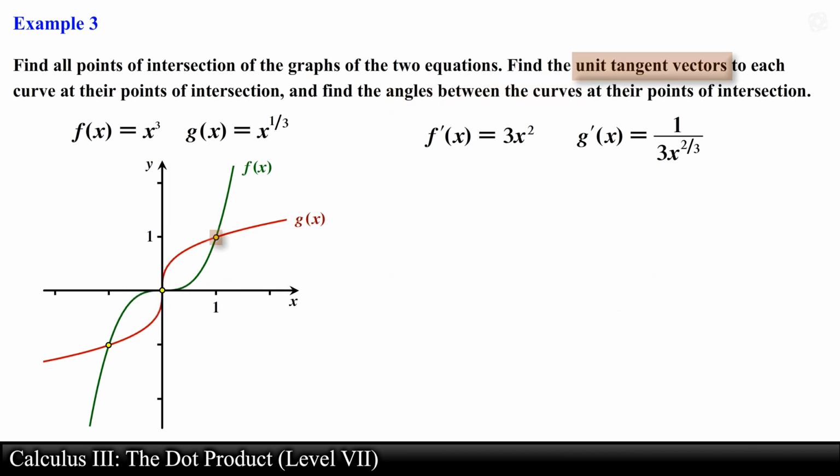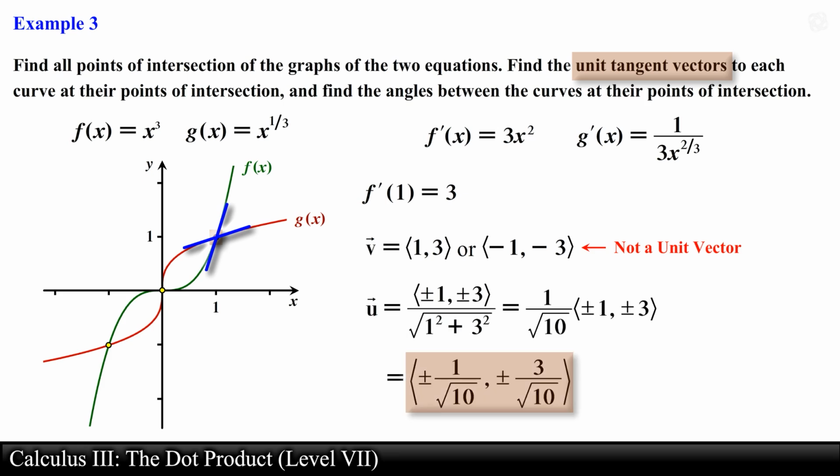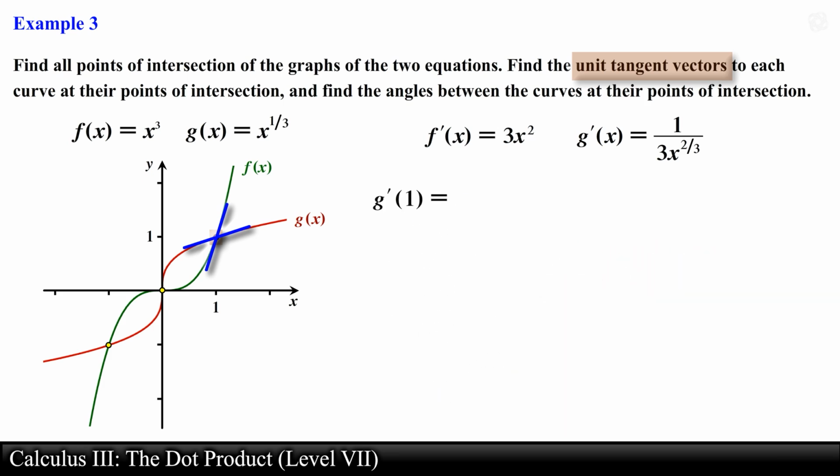Now let's focus on the point (1, 1). The slope of the tangent line at this point for f of x is going to be equal to 3. So, a vector that points in the direction of this tangent line will be the vector with components equal to (1, 3) or (-1, -3). But the problem is asking us to find a unit vector, so we need to divide each component by the magnitude of the vector. Doing that, we obtain the following unit vectors for f of x. For g of x, the slope of the tangent line will be equal to 1/3.